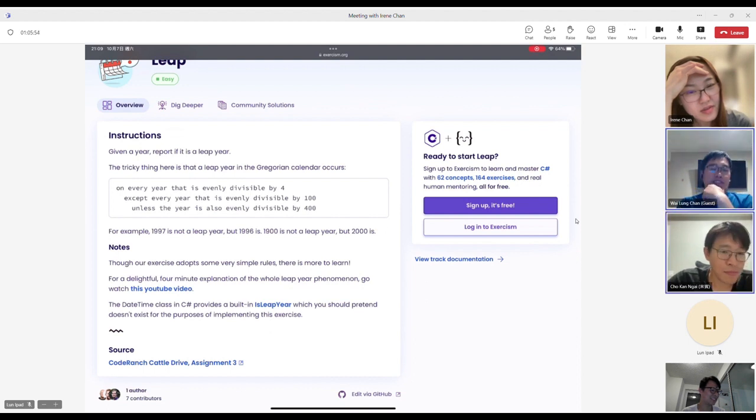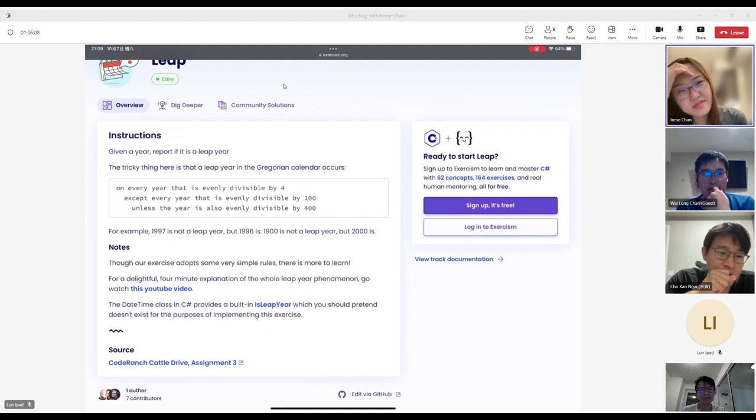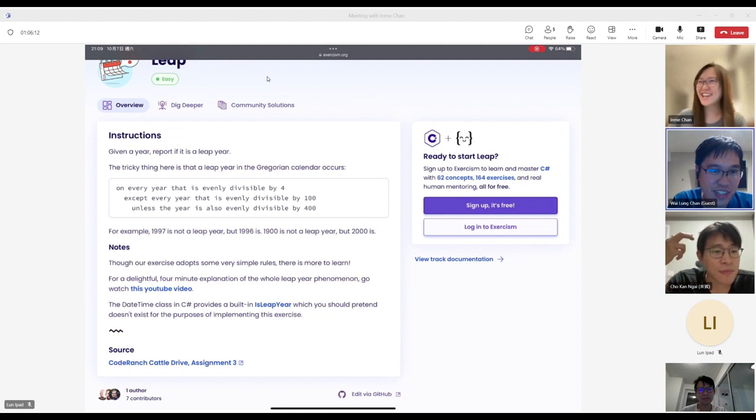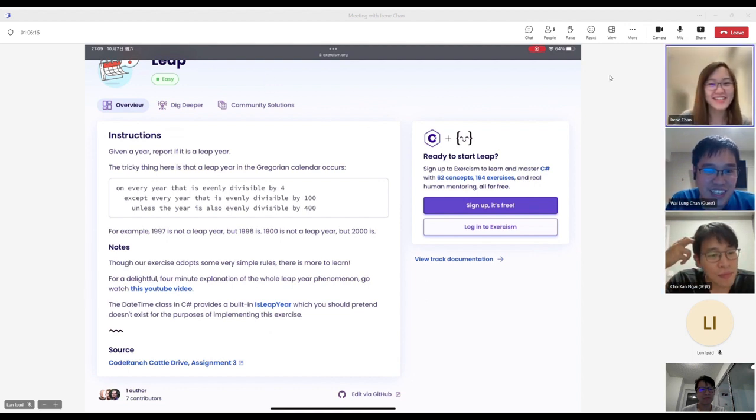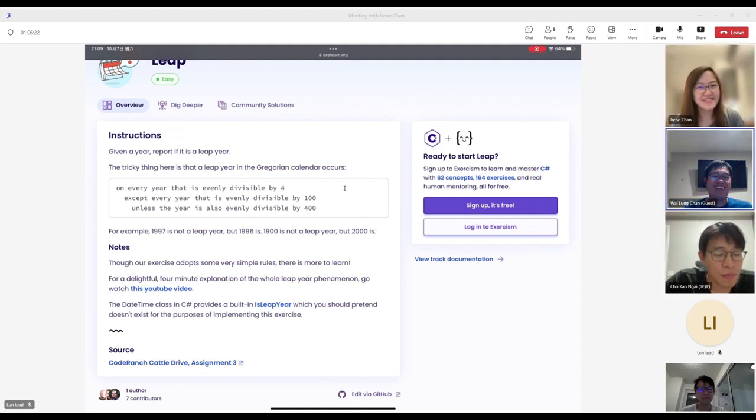I think this one is similar to the previous one we got, right? It's good to know there's actually a function called is leap year. Like the last paragraph, you pretend that doesn't exist. Okay, I think this one is not very difficult to implement.